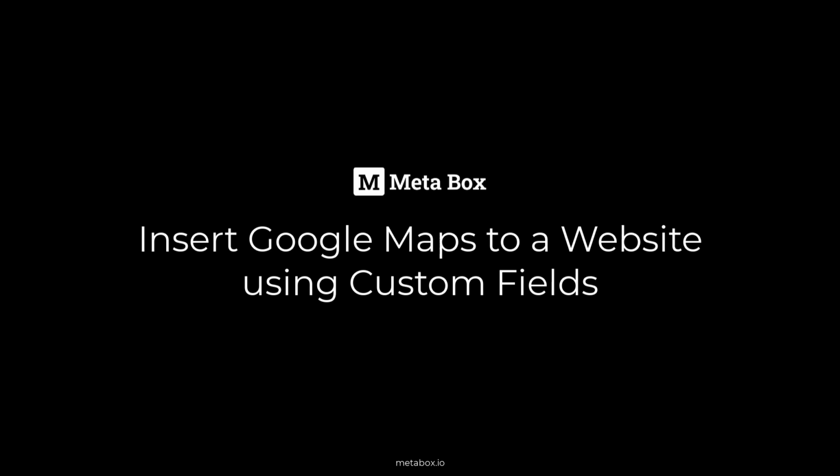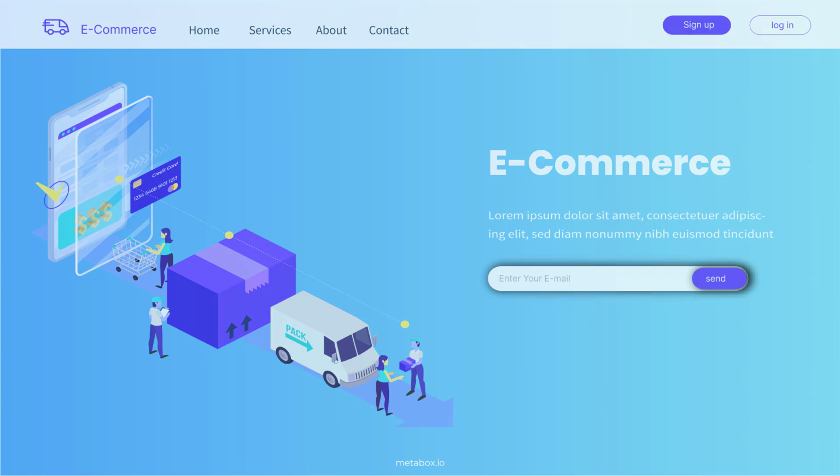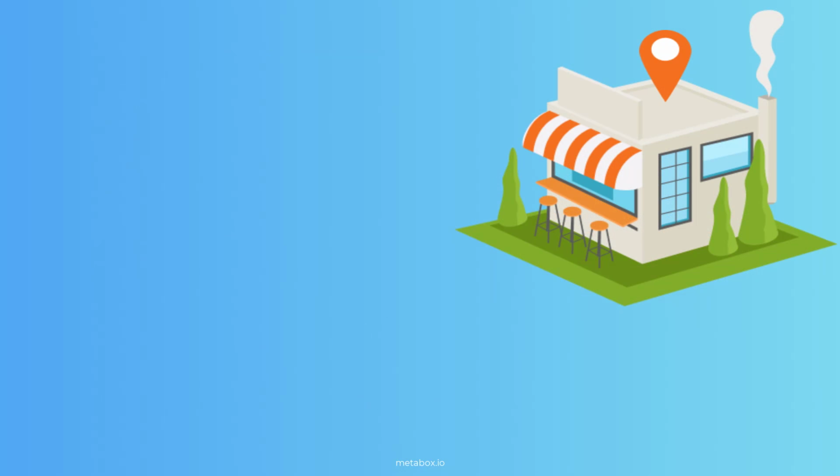Today, we're going to insert Google Maps to a website, but not using any popular way as you know before. We are going to use custom fields created with MetaBox to do it. If you have an e-commerce website, then you want to provide your physical store address to help customers to reach it more quickly and easily.